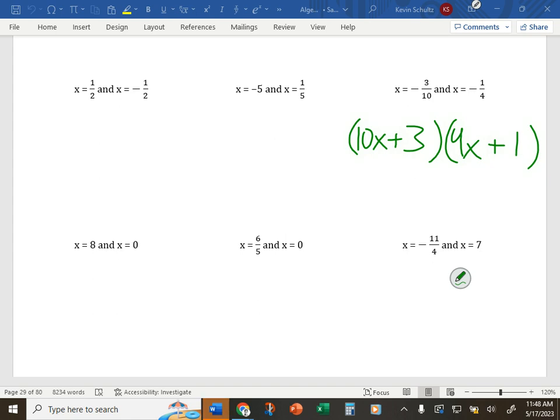And then you're left with foiling, crab clawing, boxing that. I'm not going to show my work in the interest of time here, but 10x times 4x is 40x squared. My inside outside, 12x here, 10x there, 22x, and then 3 times 1, my constants, plus 3. So your final answer is y equals 40x squared plus 22x plus 3.